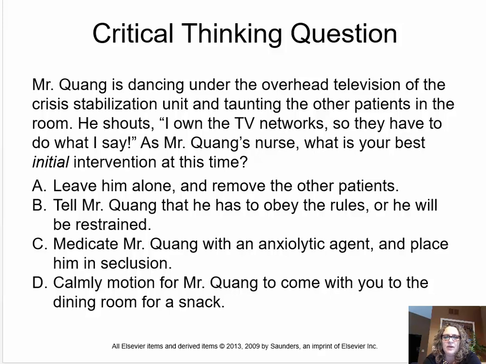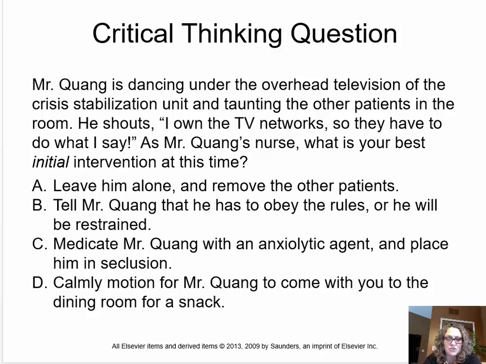B, tell him that he has to obey the rules or he will be restrained. Again, as I've stressed, seclusion and restraints should not be used as punishment. So threatening a patient with them is not appropriate ever. C, although Mr. Quang may need both an as-needed medication and seclusion, that's not going to be the first thing that we jump to.